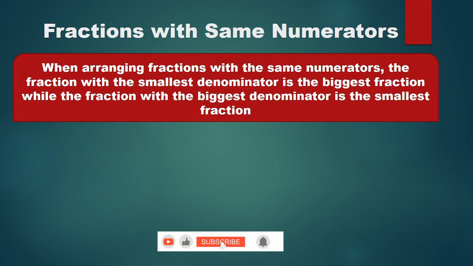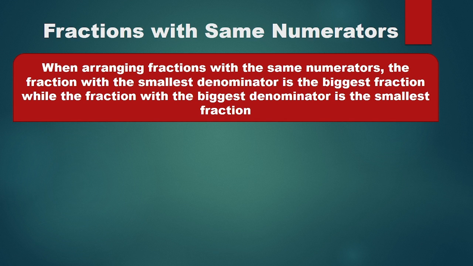When arranging fractions with the same numerators, the fraction with the smallest denominator is the biggest fraction, while the fraction with the biggest denominator is the smallest fraction. I'll take that again. When arranging fractions with the same numerator, the fraction with the smallest denominator is the biggest fraction, while the fraction with the biggest denominator is the smallest fraction.